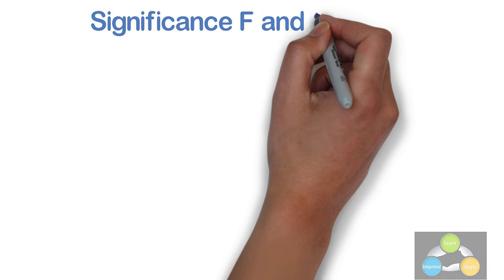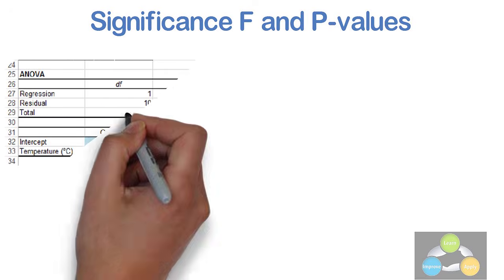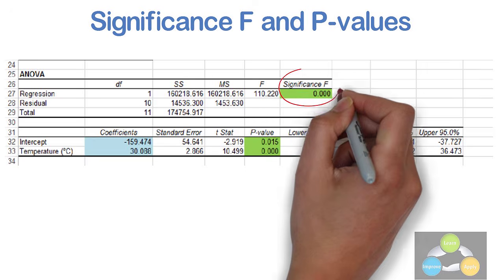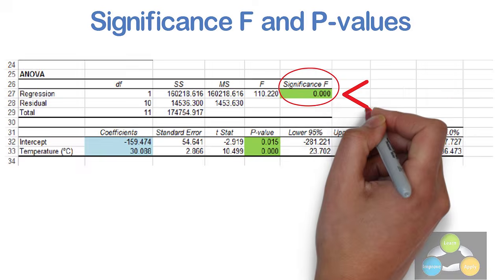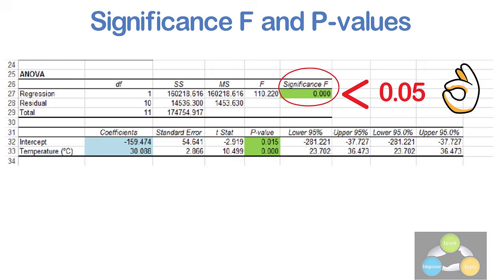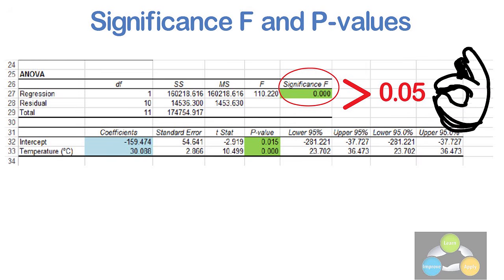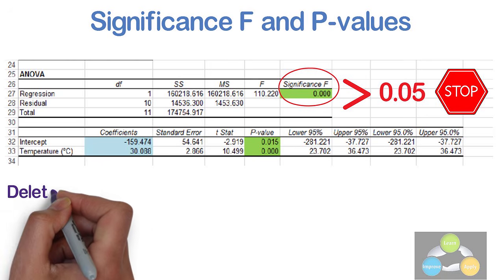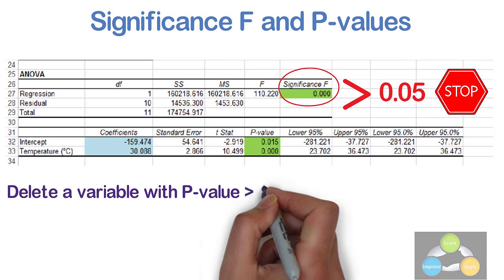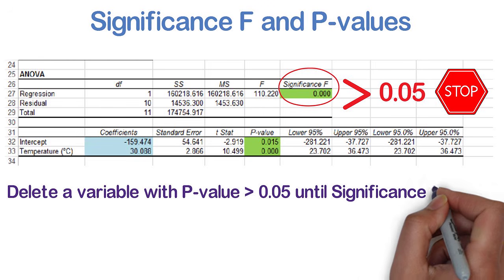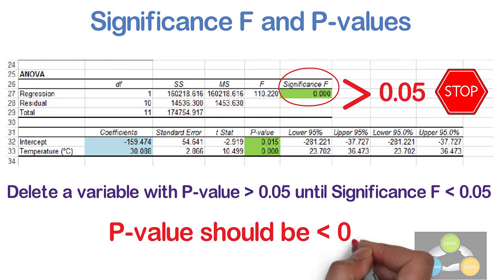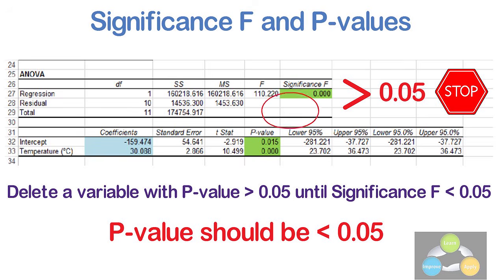Now let's see the significance F and P values. To check if your results are reliable, that is statistically significant, look at the significance F value, 0.000. If this value is less than 0.05, you are okay. If significance F is greater than 0.05, it's probably better to stop using this set of independent variables. Delete a variable with a high P value, that is greater than 0.05, and rerun the regression until significance F drops below 0.05. All P values should be below 0.05. In our example, this is the case: 0.015 and 0.000.